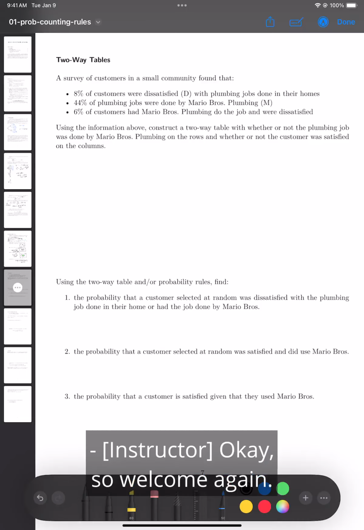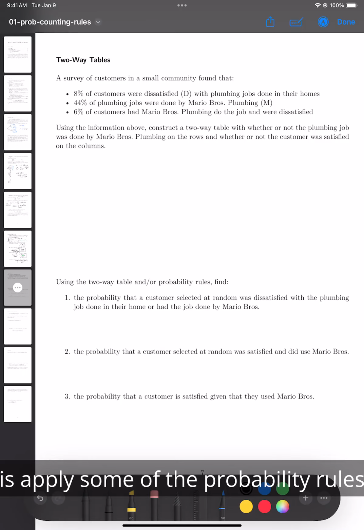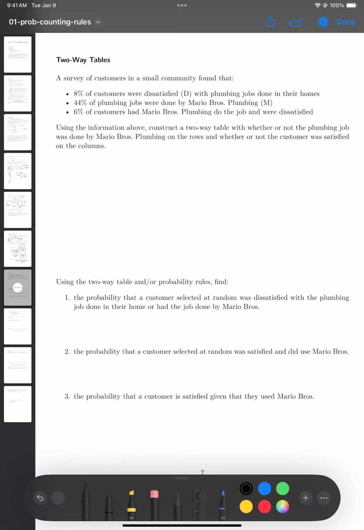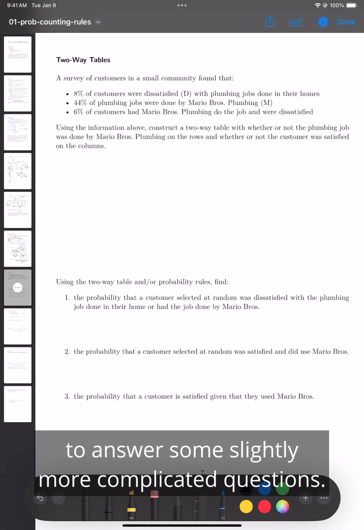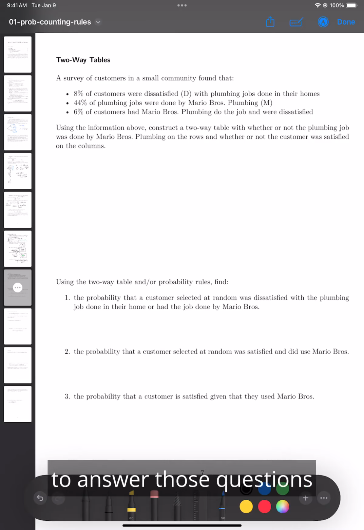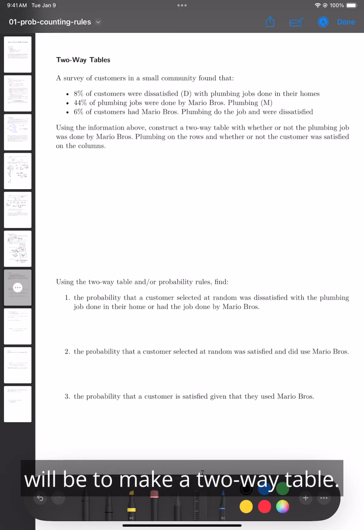Okay, so welcome again. What we are going to do in this video is apply some of the probability rules that were introduced in the previous video to answer some slightly more complicated questions. And so the strategy that we're going to use to answer those questions will be to make a two-way table.